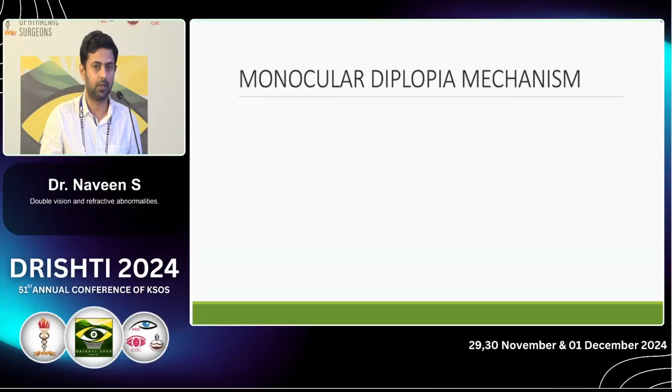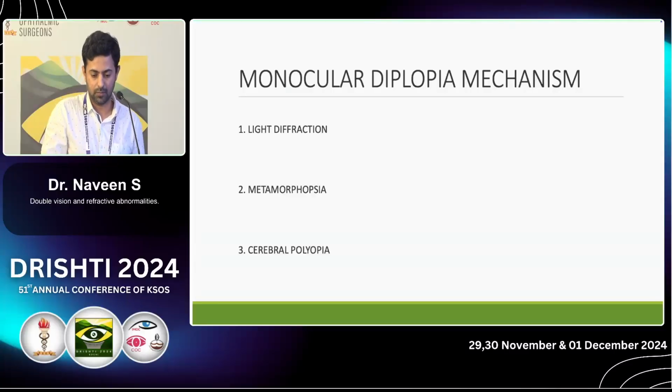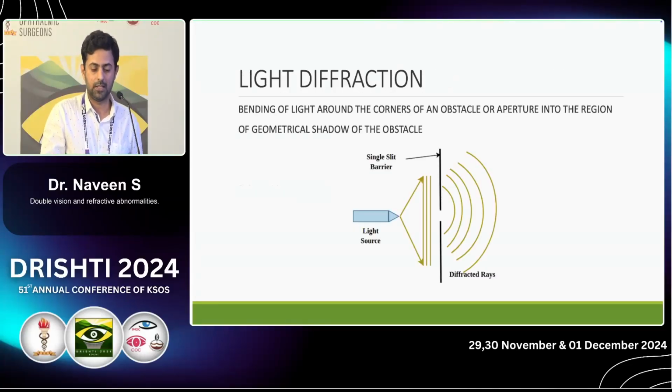So, the monocular diplopia mechanisms can be dealt with under 3 headings. First, light diffraction, then metamorphopsia, and cerebral polyopia, which can cause bilateral monocular diplopia. So, what is light diffraction? It's a property of the light rays to bend around the corners of an obstacle. As you can see, the light rays meet an obstacle and bend around that obstacle. This property is called light diffraction.